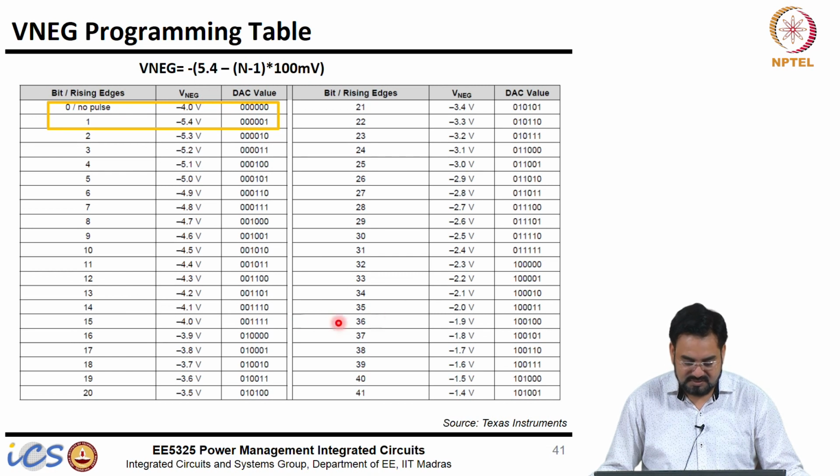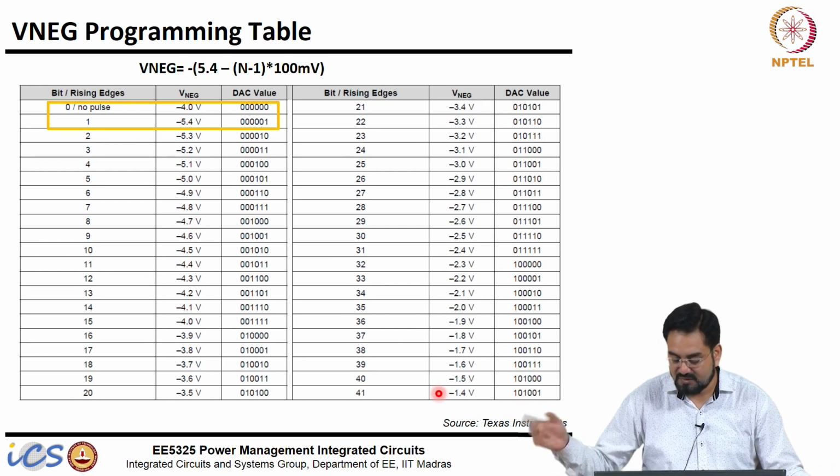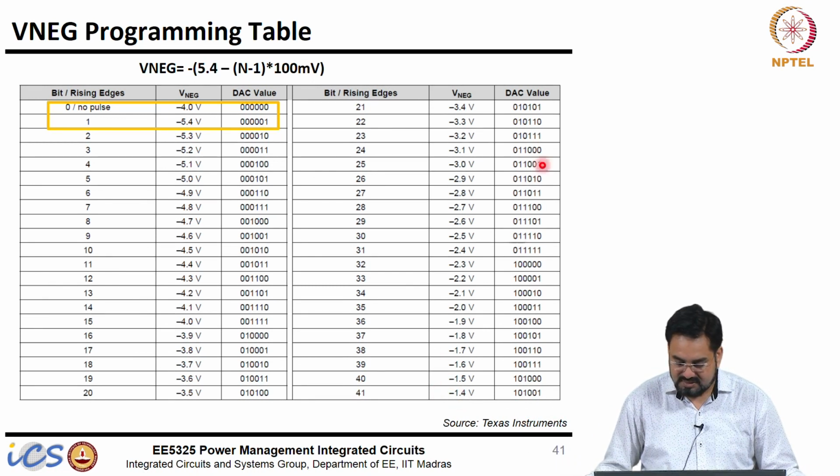This is taken from the TI data sheet itself. They have a single pulse voltage, you can see here. No pulse, minus 4 volt; one pulse, minus 5.4. After that, as the number of pulses increases, this voltage will keep reducing. At 41 pulses it goes to minus 1.4 volt, because 41 is n minus 1, 40 times 100 millivolt is 4 volt. So minus 5.4 plus 4 volt is minus 1.4, and these are the DAC values actually.